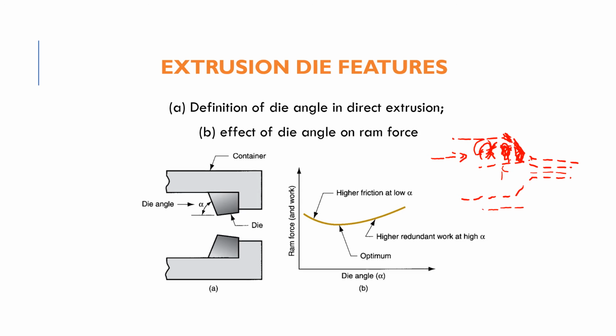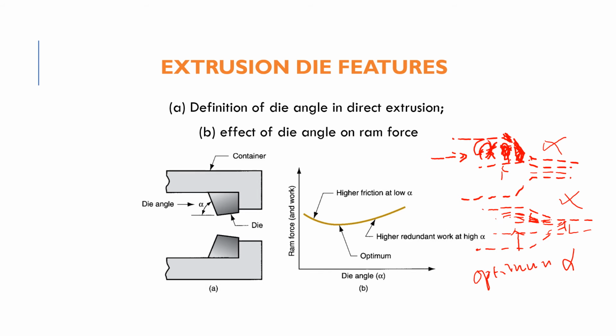Okay, so if the angle is small also, it will be very difficult also to the process where the ram force also will be higher. Why? Because there will be too small area for the material to flow into the die opening over here, so that will cause extra force for the ram. Okay, so that's why what we need is the optimum angle instead of big or small angle.